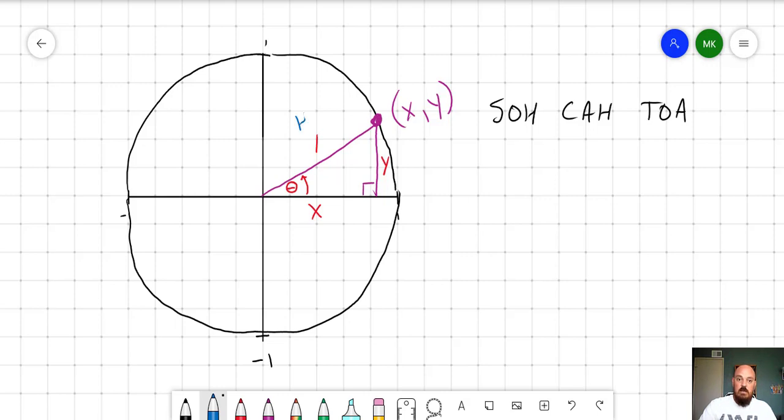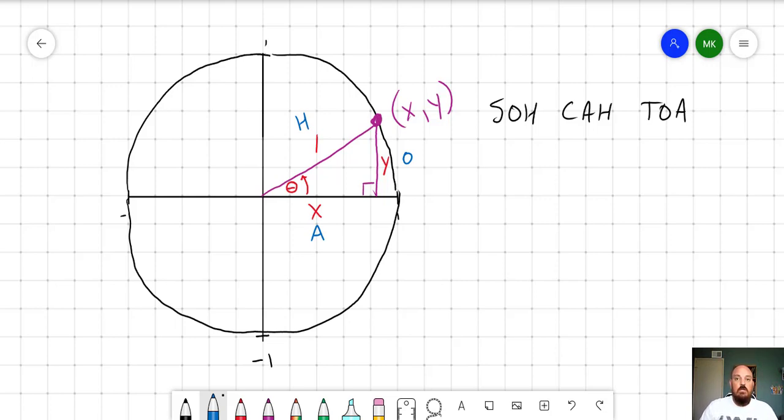The 1 is definitely the hypotenuse. We notice that right away because it's opposite the right angle. Now as soon as I label theta as that bottom left angle, that makes y opposite because it's opposite from theta, and that makes x adjacent because it's adjacent to theta. So now I can do SOHCAHTOA.